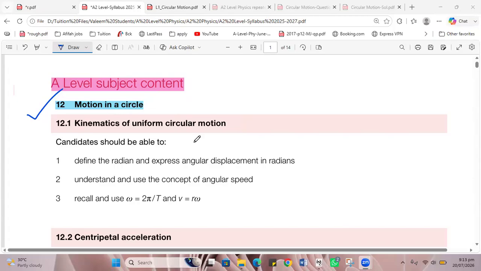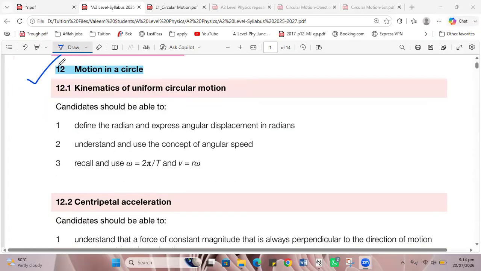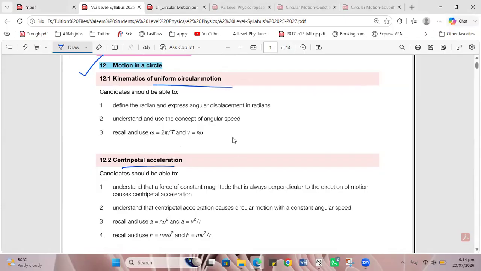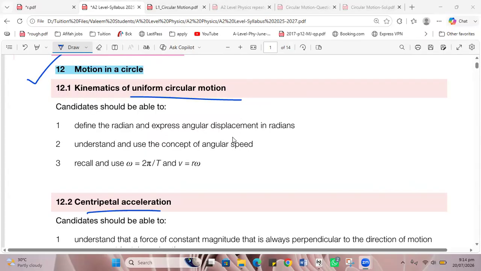Starting our first topic, which is circular motion. Now, circular motion is a very small topic if you look at it through the syllabus. See, it's just these 2 points: uniform circular motion, centripetal acceleration. But when you start doing the questions, you will see a lot of in-depth concepts, right?